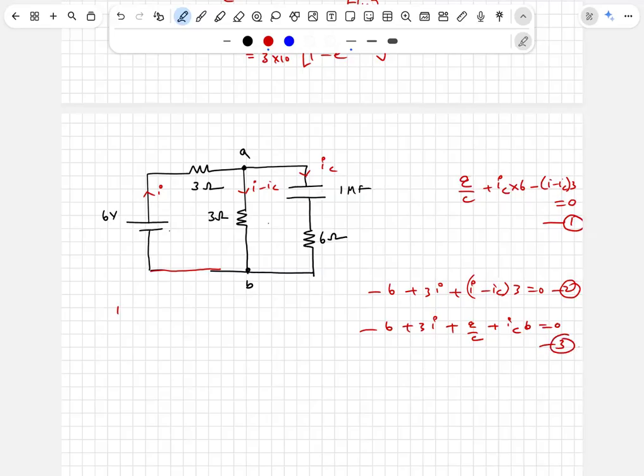Equation 3. What are the unknowns? I is an unknown, IC is an unknown, right? Q is an unknown. You have 3 equations. Solve the 3 equations. You will get the values for Q, for IC, and as well as for I. That's all. Close this.